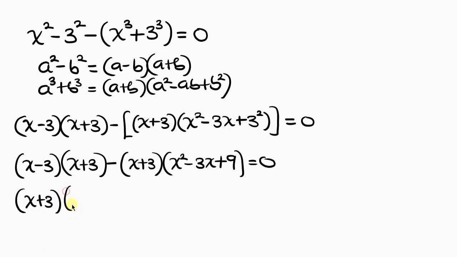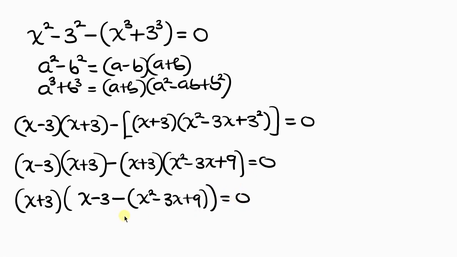We open a bracket. Now, x minus 3 times x plus 3 divided by x plus 3, we're going to have x minus 3. So this is x minus 3. Very good. Minus. Now, x plus 3 times x squared minus 3x plus 9 divided by x plus 3, we're going to have x squared minus 3x plus 9. Very good. And then close the final bracket. This is equal to 0.